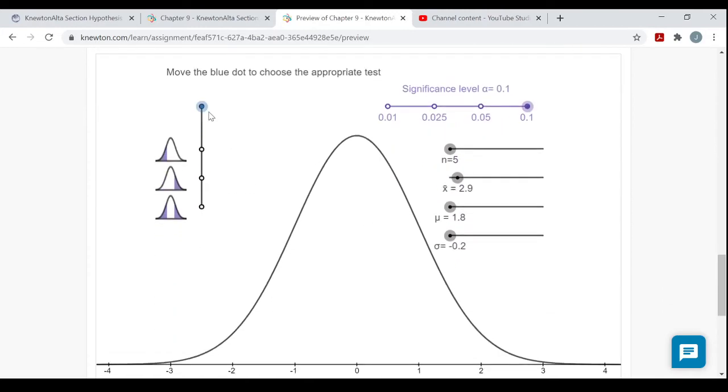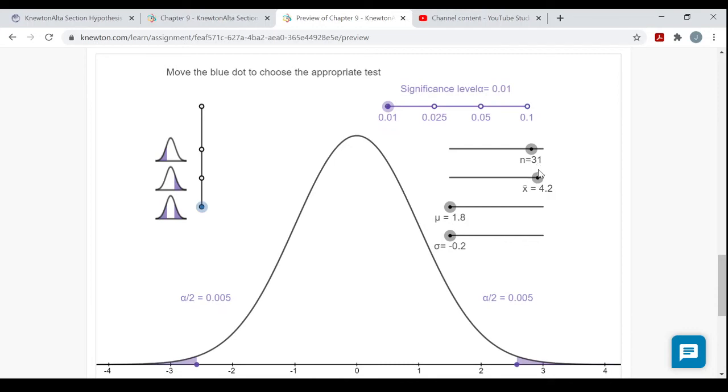So remember, this is a two-tailed test. The sample size was 31, right? The n was 31. I guess before I do that, the significance level. Remember, the significance level was 1%. The mean for that sample of 31 homes was 4.2, right? The X bar, 4.2.